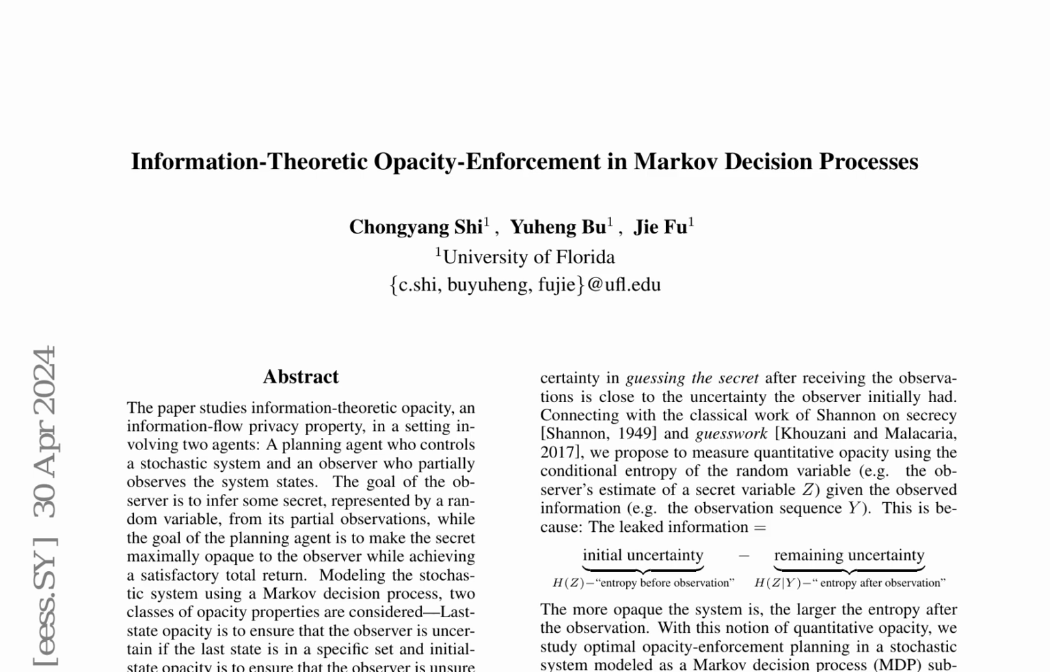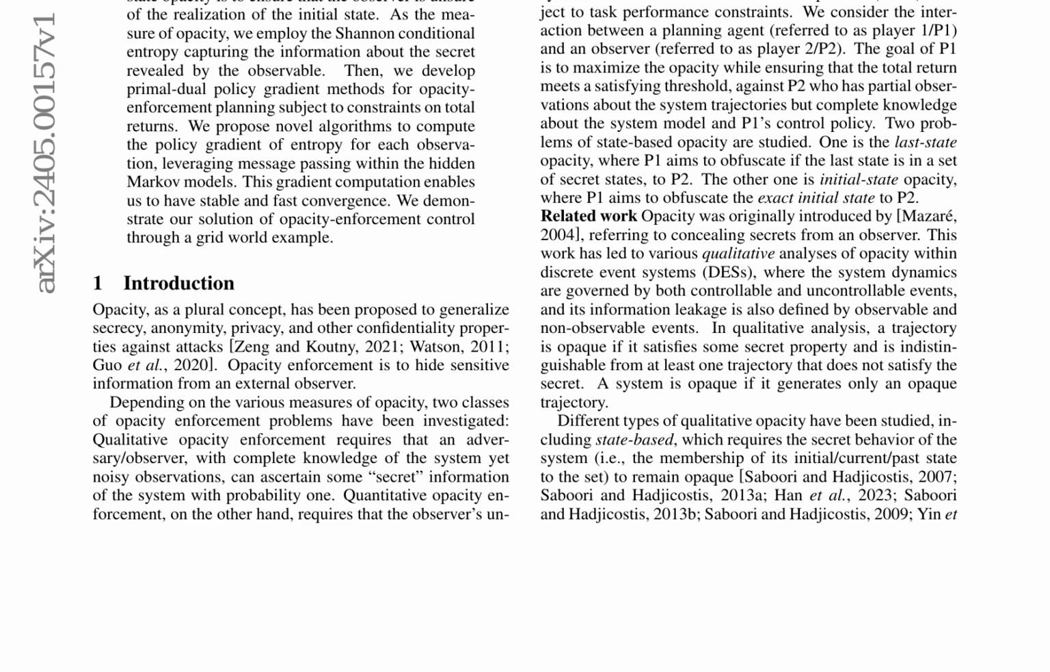Shannon conditional entropy is used as the measure of opacity, capturing the information about the secret revealed by the observable. The paper formulates the problem as a constrained optimization problem, employing primal-dual gradient-based optimization to compute a locally optimal policy that maximizes opacity while satisfying a constraint on the total return.